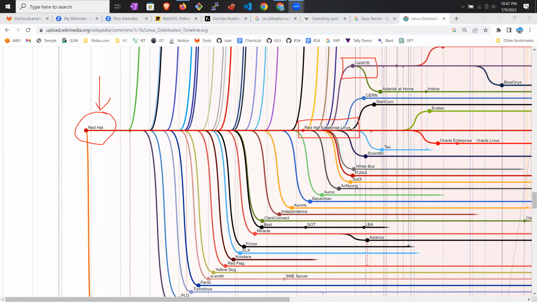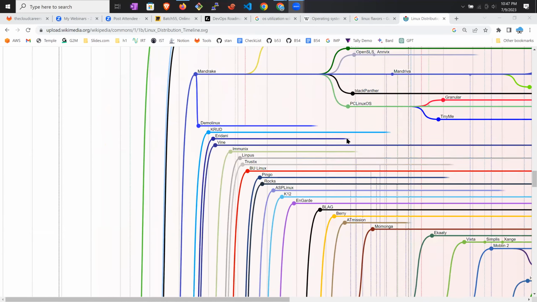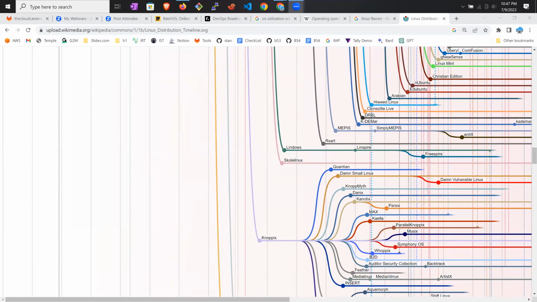Okay, this is the diagram. A clear diagram shows you how many flavors and how many distributions there are, which one has been taken from where, and who has rebranded it. This is a very nice diagram which I use to demonstrate the difference between different flavors and different distributions.